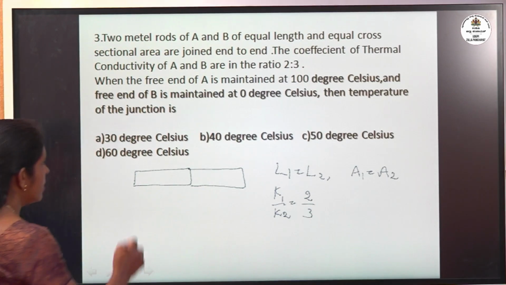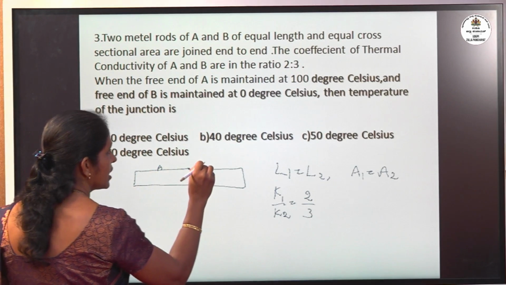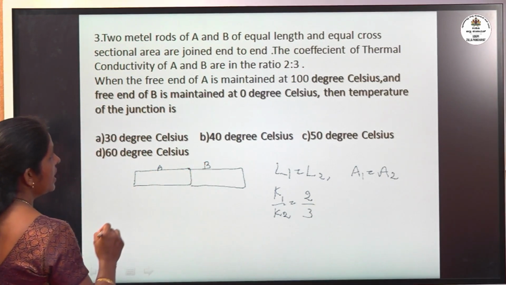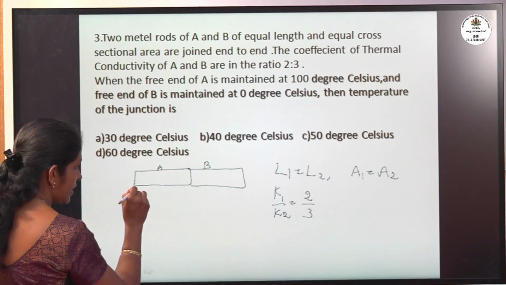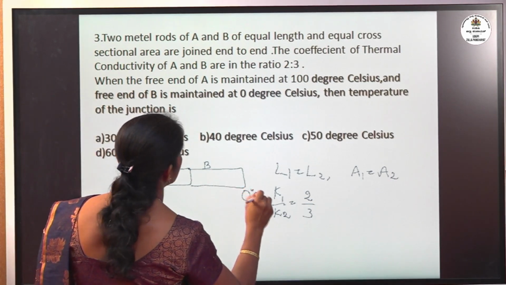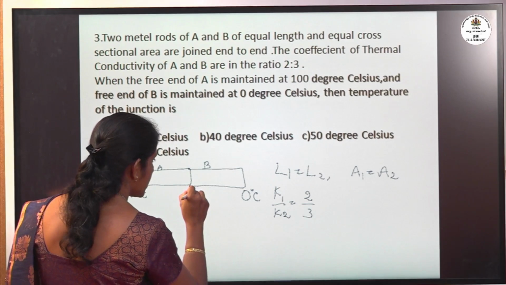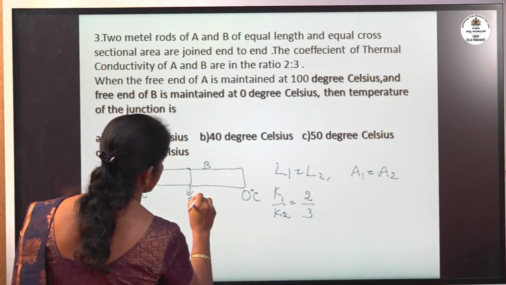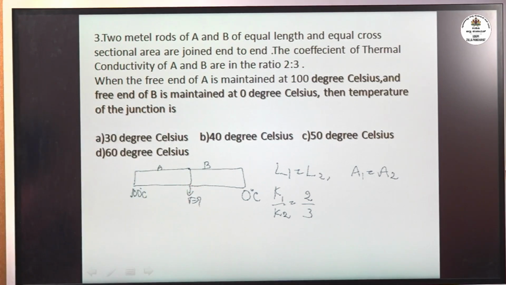Say the first body is A and the second body is B. The free end of A is maintained at 100 degrees Celsius and the free end of B is maintained at 0 degrees Celsius. What is the temperature of the junction? You are asked to calculate the temperature of the junction.